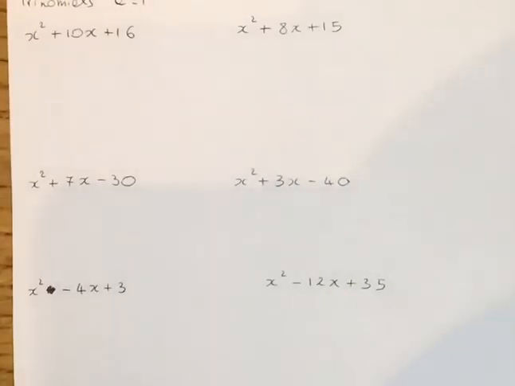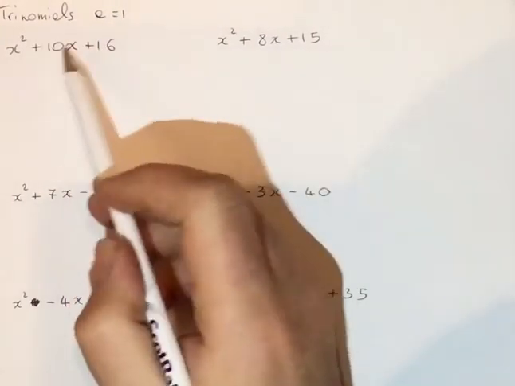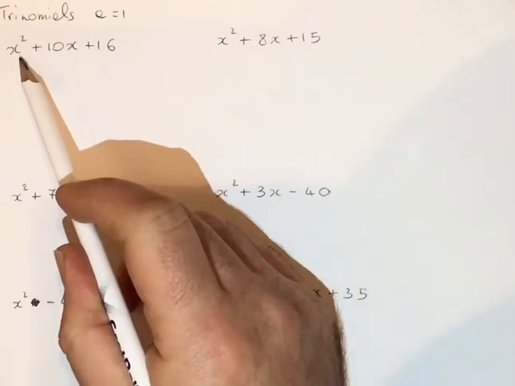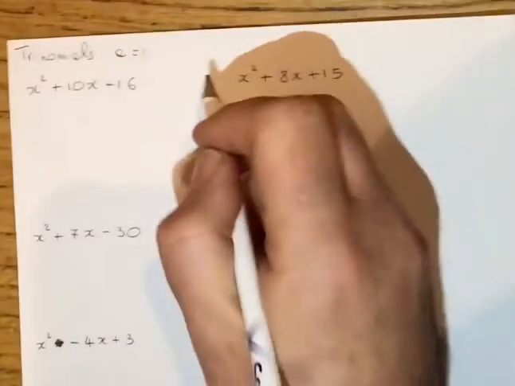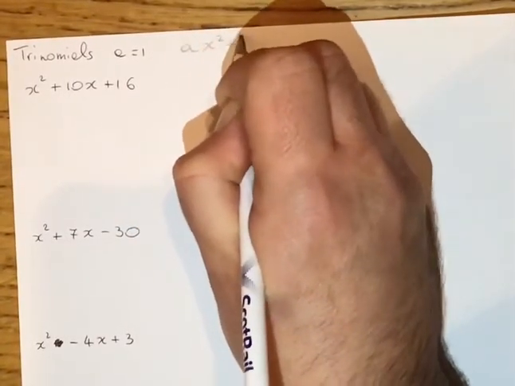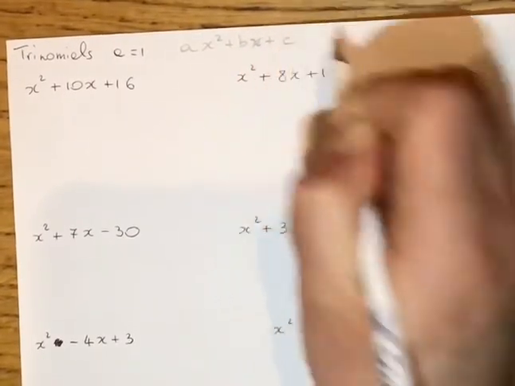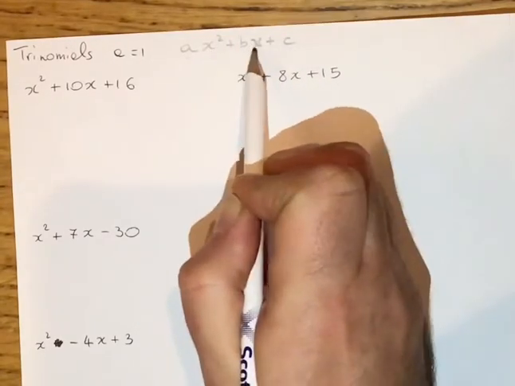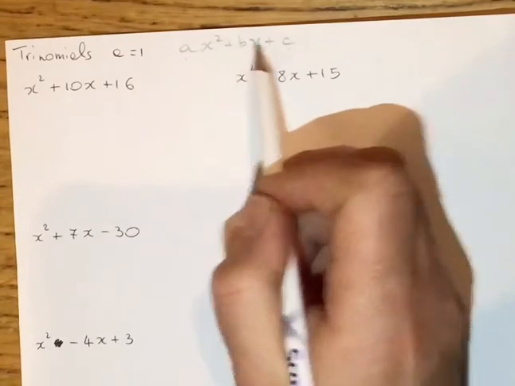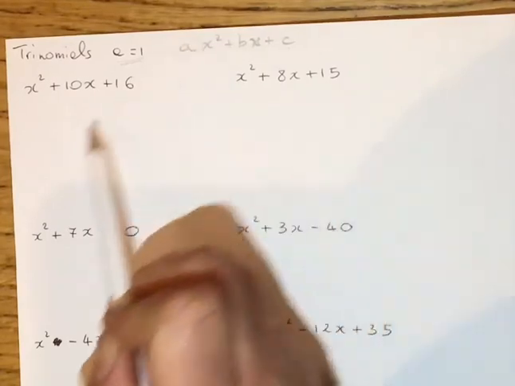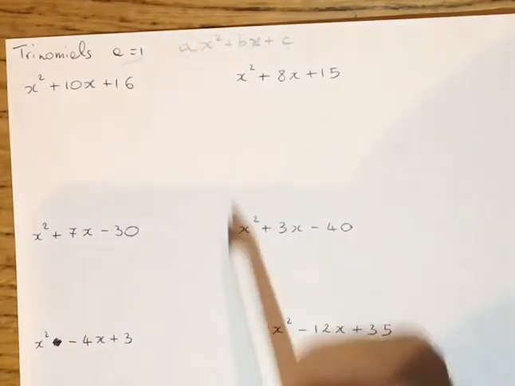Now we're going to look at trinomials. A trinomial is an expression with a power of 2. The general form of a trinomial is ax squared plus bx plus c, where a, b, and c are numbers, and x squared and x are always going to be there. They could be positive or negative numbers. We're going to look at the first case, when a is equal to 1, so when in front of x squared there is no number other than 1.